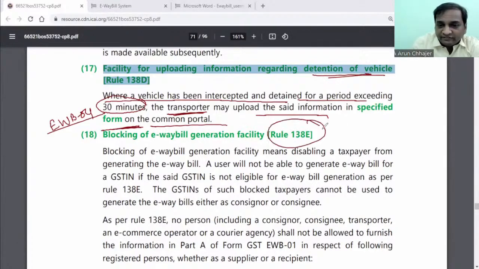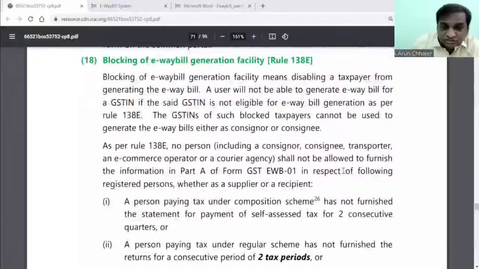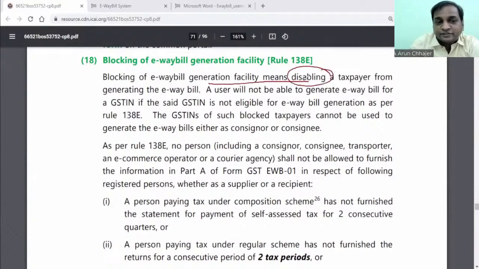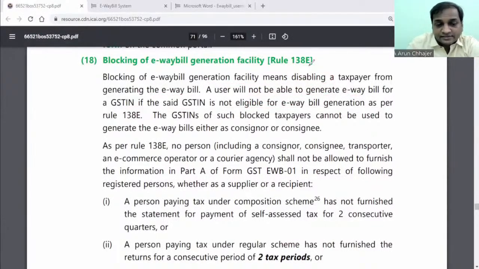Now, blocking of e-way bill, very, very important from exams point of view. In the below situations, your e-way bill generation facility would be blocked. It means if you are covered in any of the situations, you cannot generate the e-way bill. Blocking of e-way bill generation facility means disabling the taxpayer from generating the e-way bill. A user will not be able to generate the e-way bill for a GSTIN if the GSTIN is not eligible for e-way bill generation as per Rule 138. What are those situations? Let me discuss.